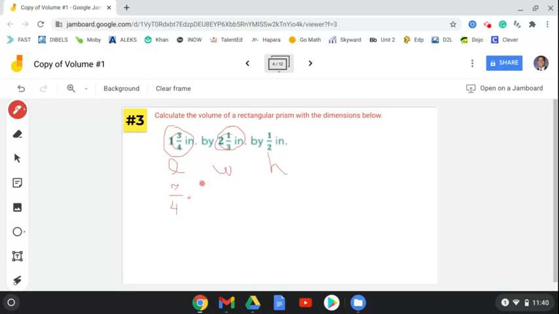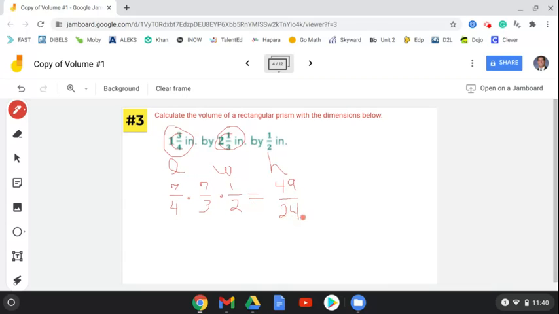Multiply that by the width. C method, I would get 7/3. Here I just have the fraction 1/2, so 1/2. I look and see, can I cross simplify? I can't. So I'm going to multiply straight across. On top, I got 7 times 7 is 49. 49 times 1 is just 49. On the bottom, 4 times 3 is 12. 12 times 2 is 24.